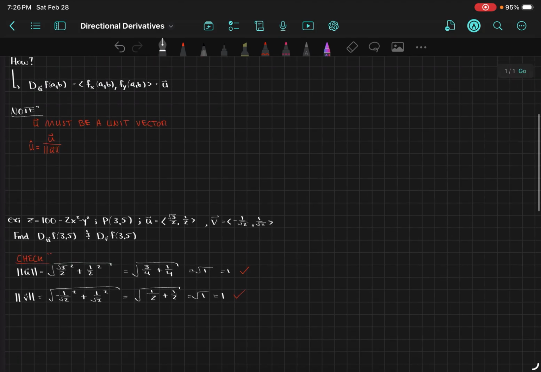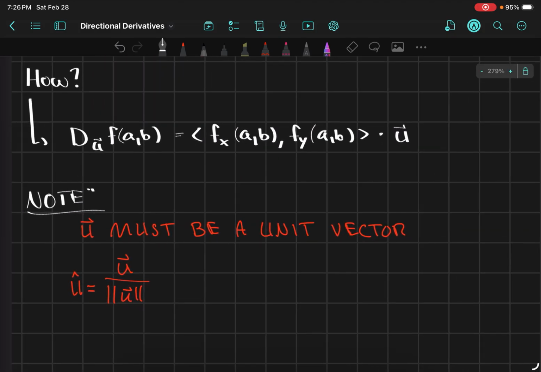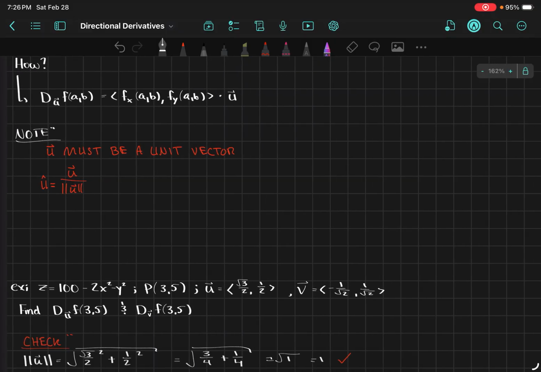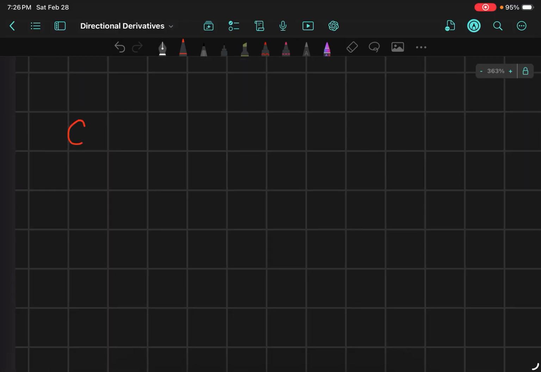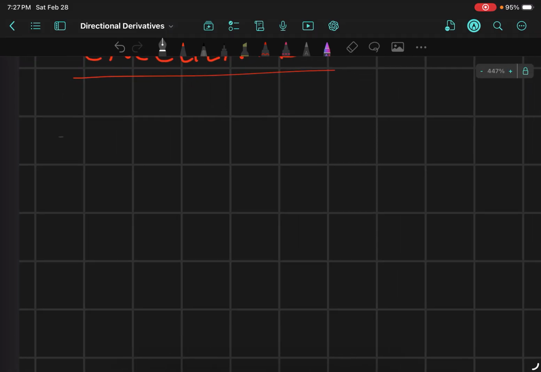So let's go ahead and refer back up here when we have this formula where we have a vector of the partial at AB of x and y respectively. So let's go ahead and calculate our partial derivatives there. So we are going to calculate now. So calculating, we can just go ahead and do this real quick.